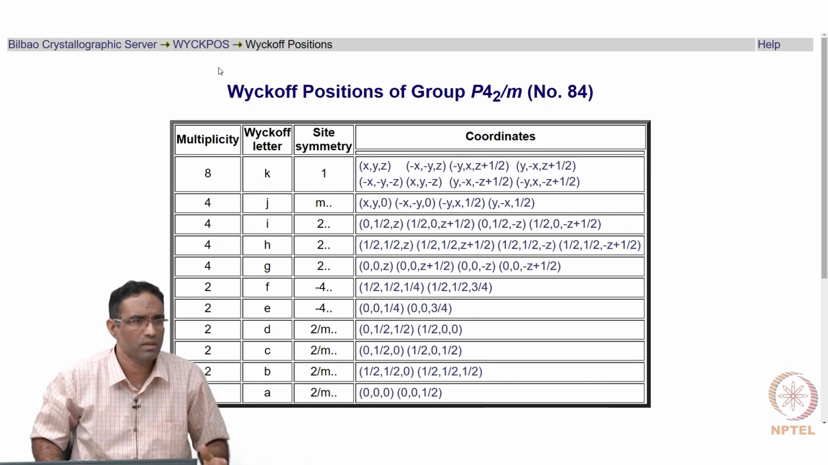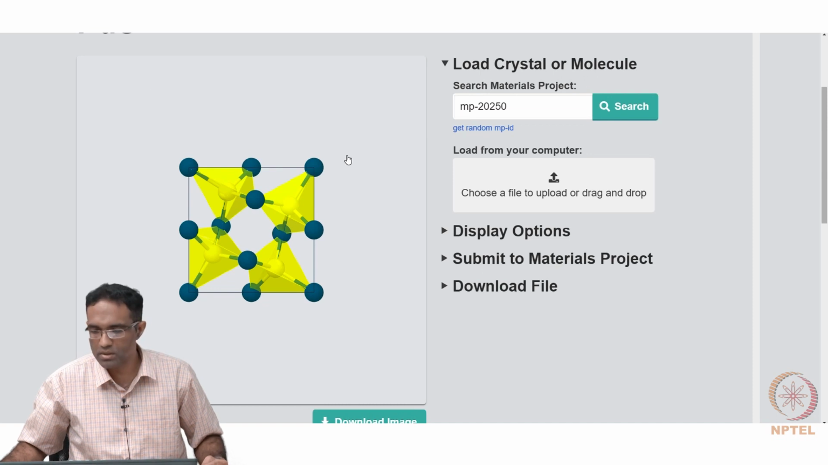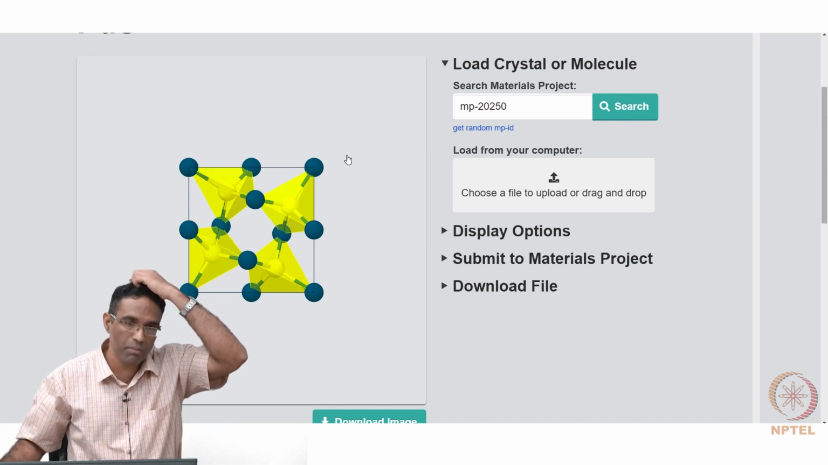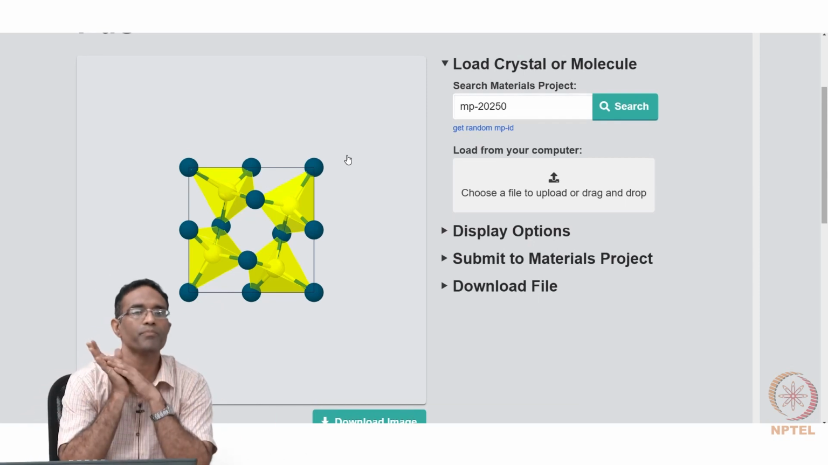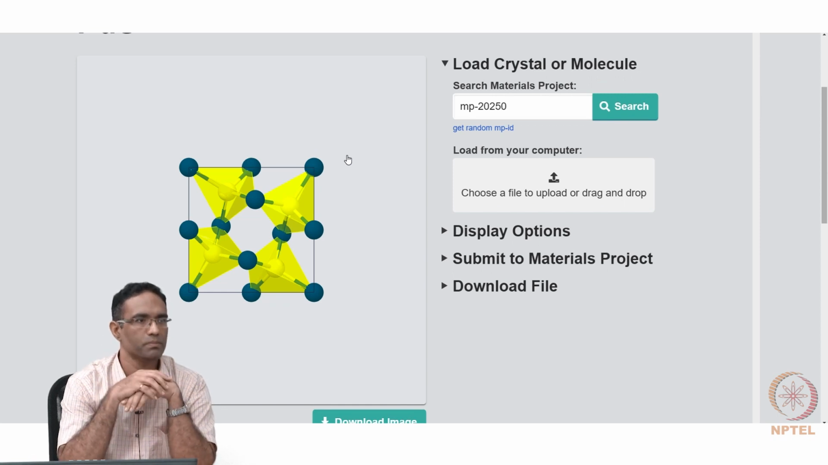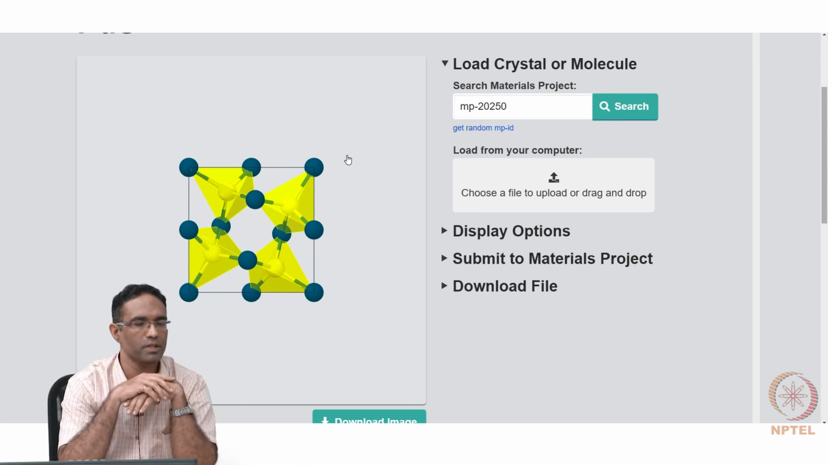Is that okay? Okay. So first you tell me what is meant by P42 over M. So first question is, what is that? P42 over M is a space group, right? It's one of the space groups. Of the 230 space groups, it is one of them.